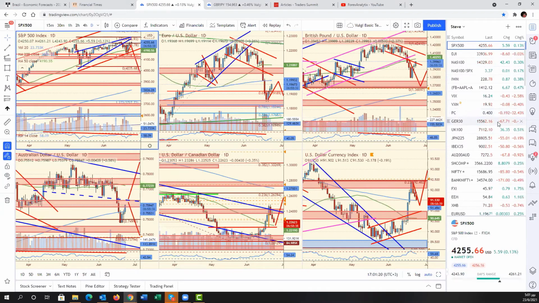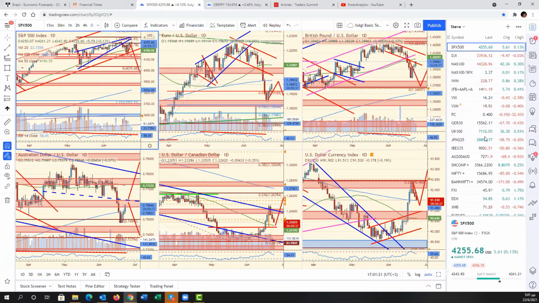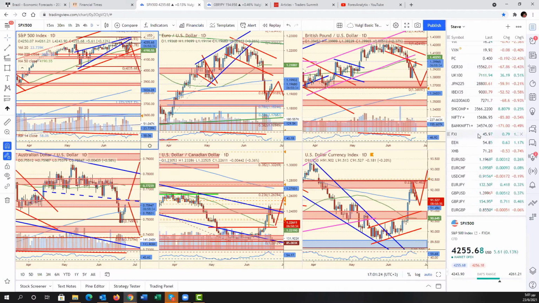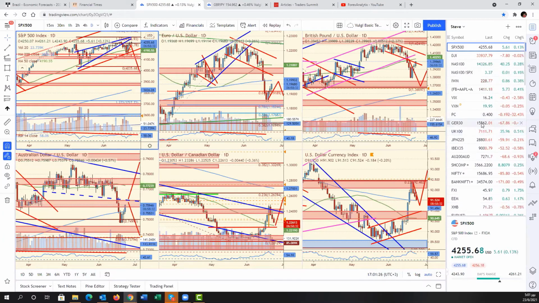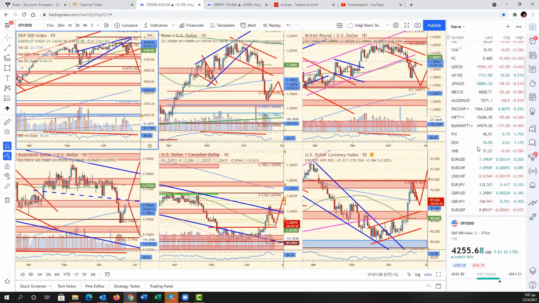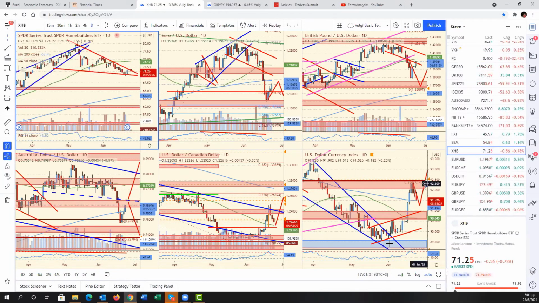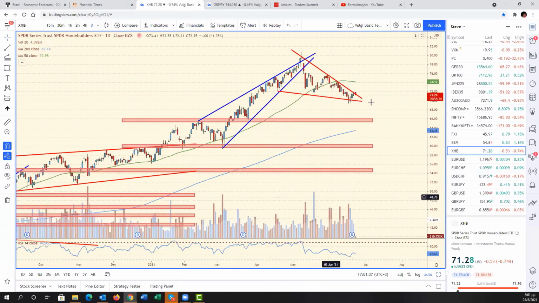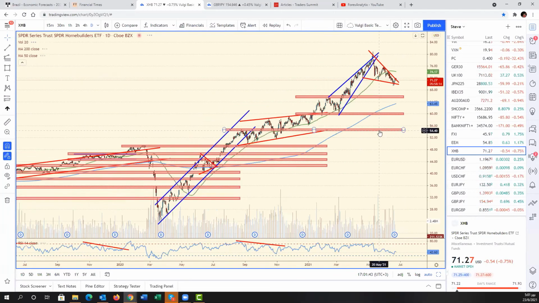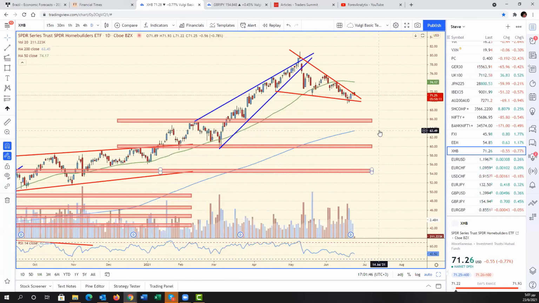Speaking of which, just out of curiosity, I had... here it is. Yeah, the home builders ETF. Home builders ETF doesn't really seem to be doing bad. I mean, yes, it has been moving lower, but so far this formation looks corrective in nature.